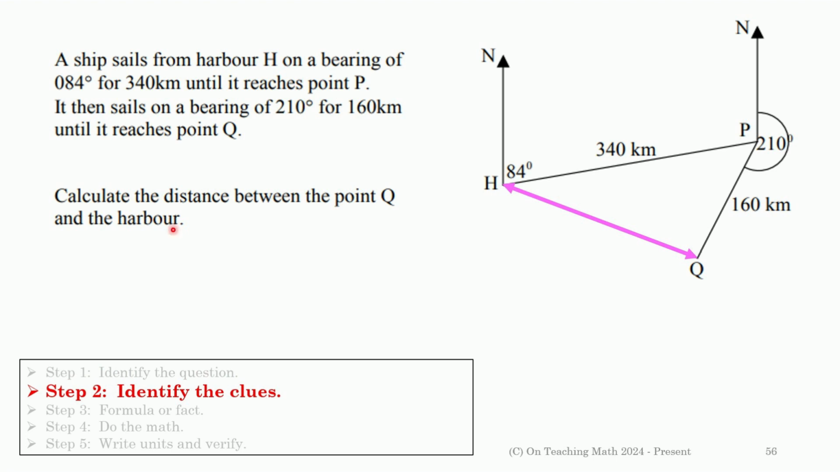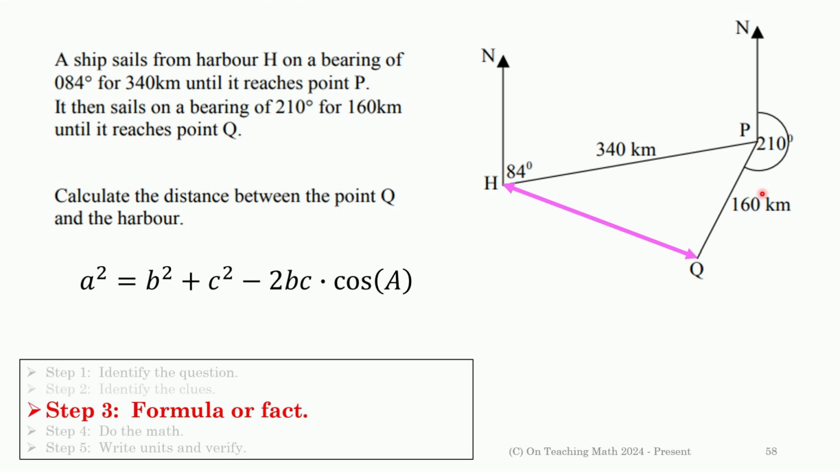We know that two of the distances, 340 and 160 kilometers, and we have a 210 degree bearing right here. So those are the clues we have. So what formulas can we use? Well, this is kind of tricky. It's not entirely obvious yet. Let's see. Typically, we've got the sine rule and the cosine rule. Those are the two we're probably going to end up using because I doubt this is a right triangle.